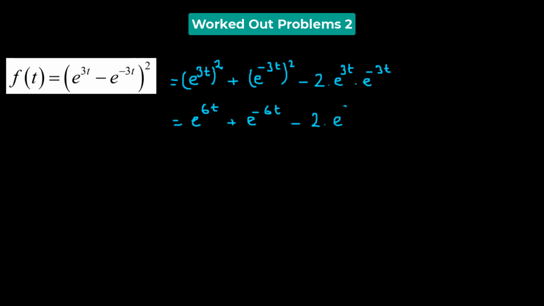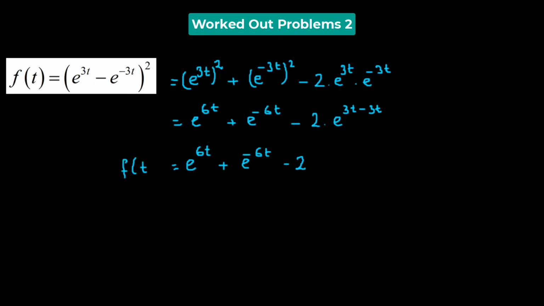So we can add the exponents. So we have 3t minus 3t, so that will be 0 and the entire exponent will be equal to 1. Meaning we'll be left with e raised to the power of 6t plus e raised to the power of negative 6t minus 2. So this is the expansion of the given function.